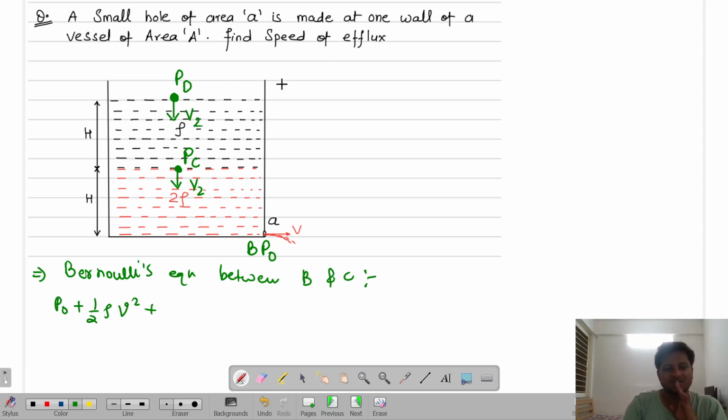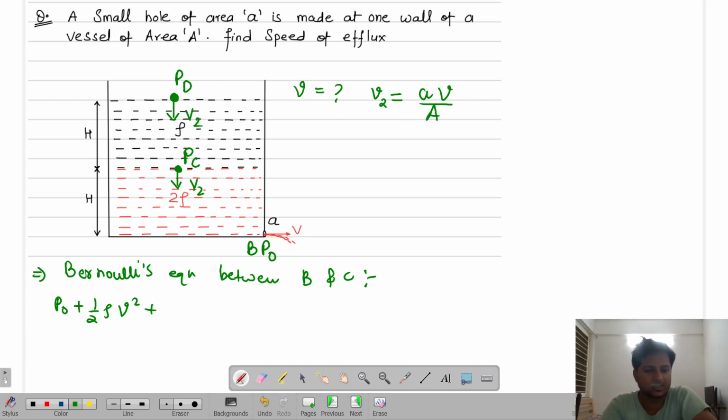And once again that thing is given, area and everything. So our velocity of efflux will be nothing but how much? We'll talk about that. It is asking velocity of efflux. So V dash will be equal to V2. Let us call it V2. V2 will be equal to A into V divided by capital A. Are you able to get me or not? Is that clear?